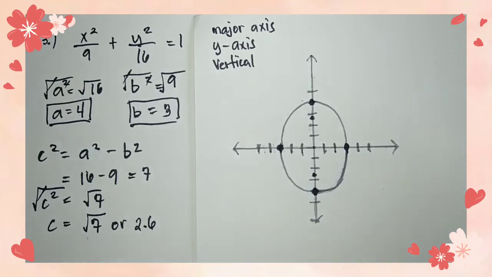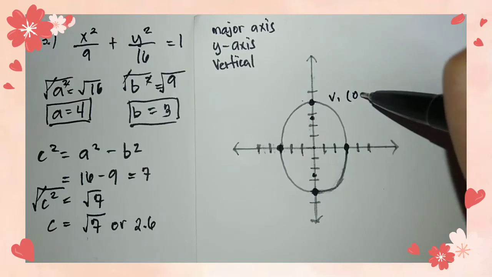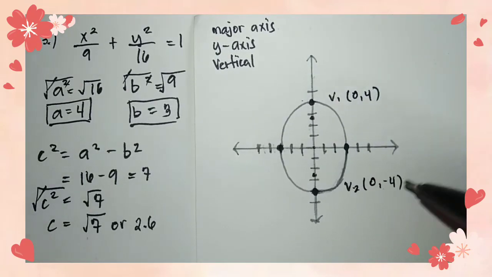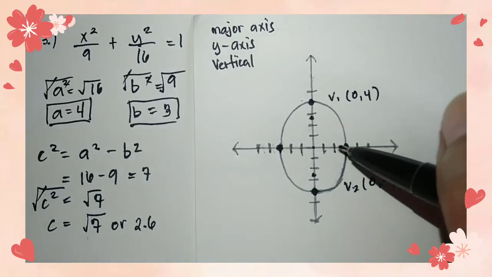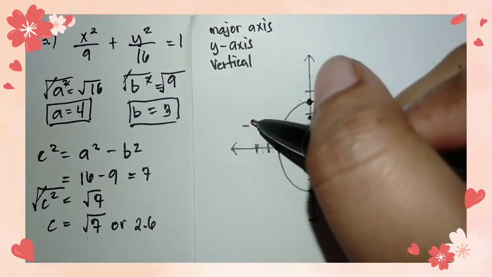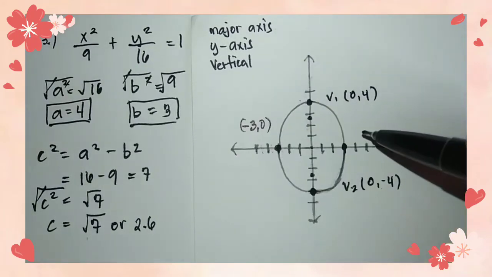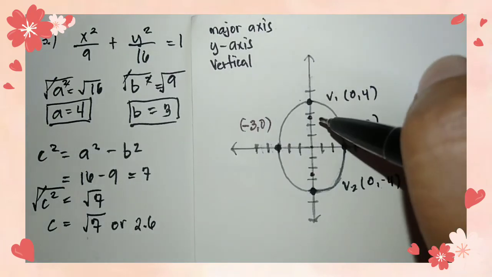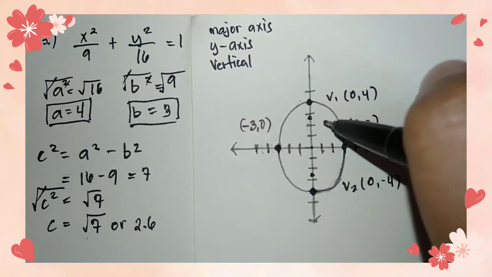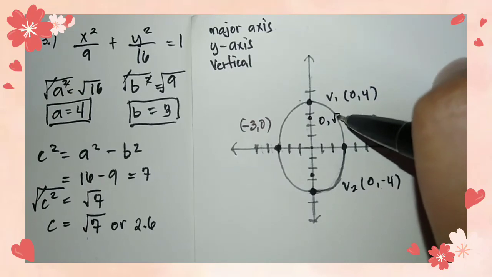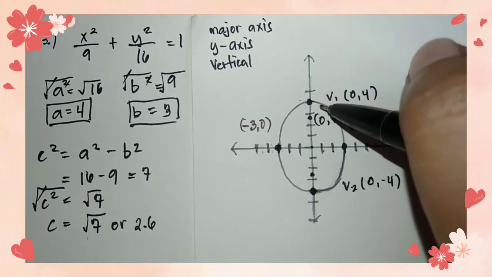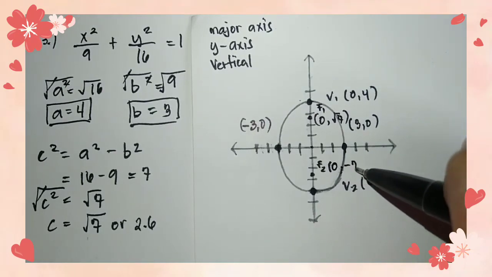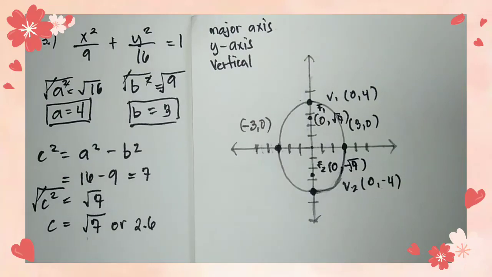Okay? Then, next is to get the coordinates of our vertices, co-vertices, and foci even without those formula. So, we have our vertex 1 at 0 and 4, vertex 2 at 0 and negative 4. Alright? And of course, our co-vertices, we have negative 3 and 0, and of course, positive 3 and 0. Next is our foci. We have 0 and positive square root of 7. So, ito yung ating focus 1. Focus 2 natin is at 0 and negative square root of 7.